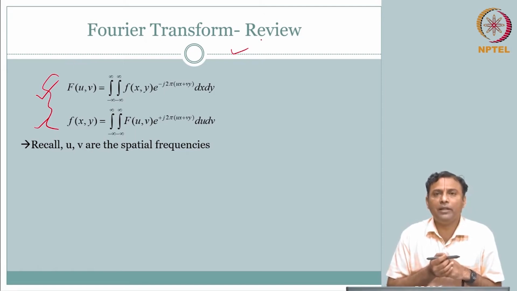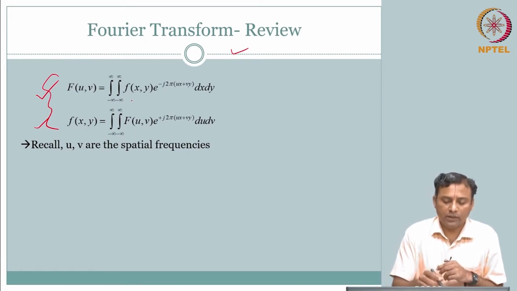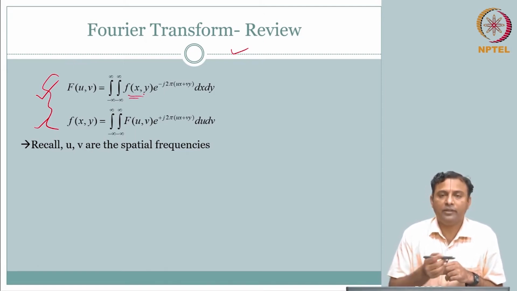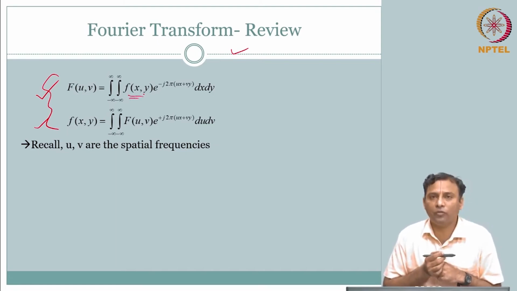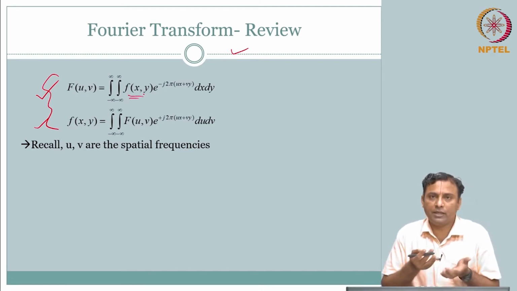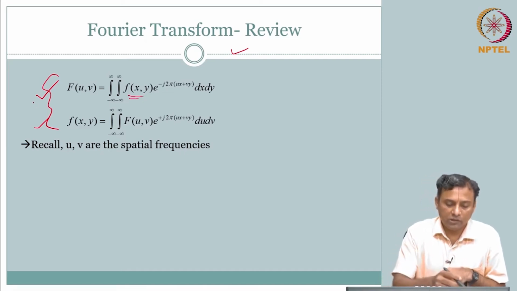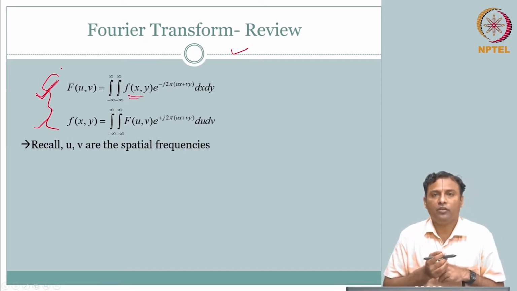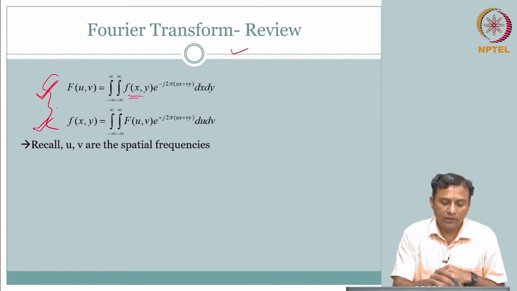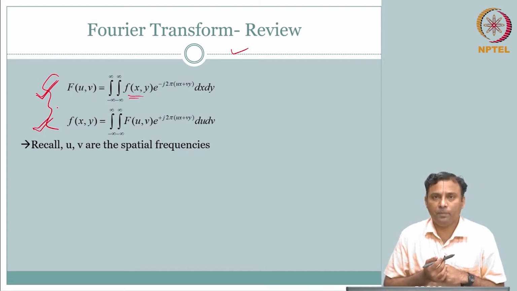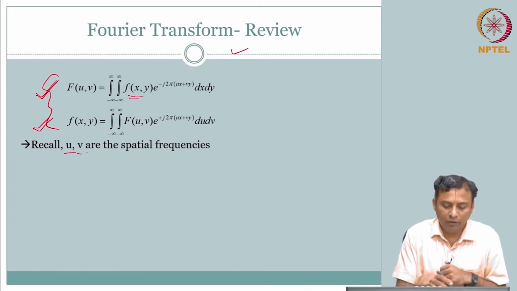So, what do we mean by that? There is f of x comma y, which is what we have been dealing with so far. f of x comma y is your spatial variable in 2 dimensions, that is what we have been working upon. Now this is your forward direction, the Fourier transform, and this is your inverse Fourier transform.